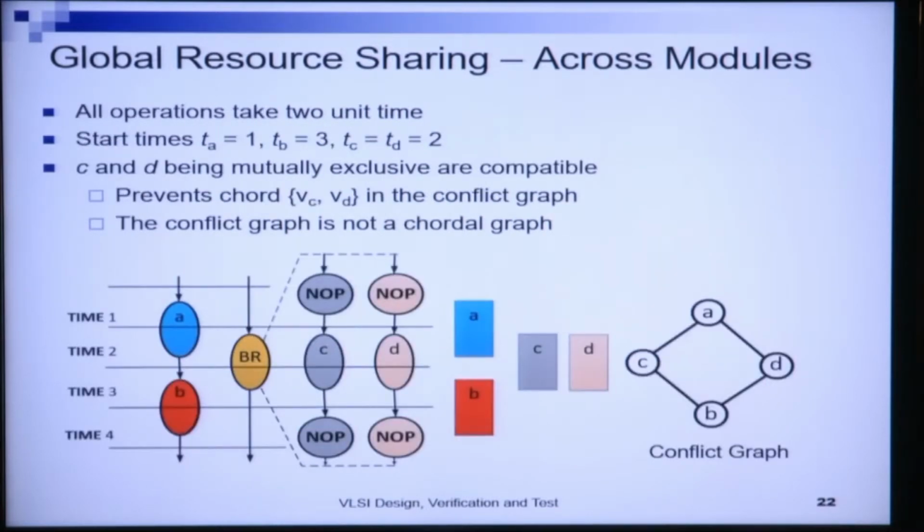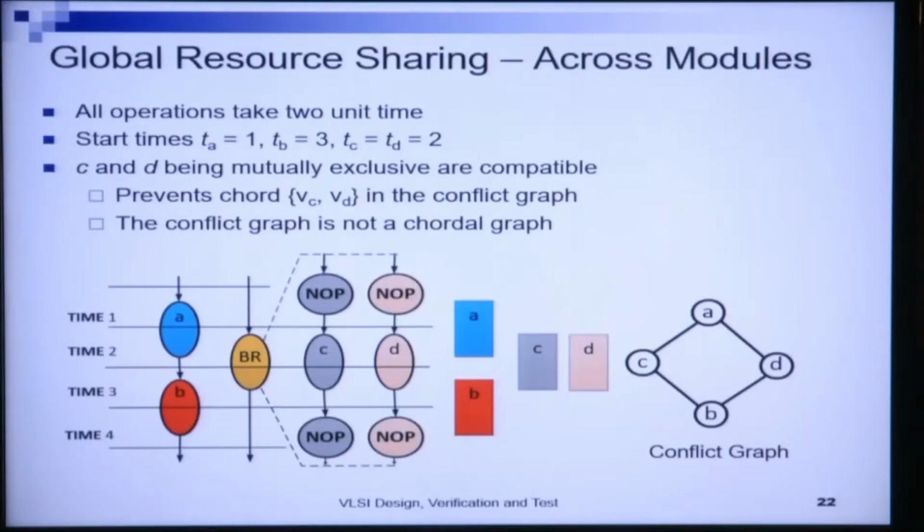Now, let us take another type of complication, which is branching. Now, we assume that all operations, there is one simple type of operation in this example, all operations take 2 units of time. So, the start time of operation T A is at time step 1, T B starts at time step 3, T C and T D are 2 mutually exclusive operations and they both start at time step 2.